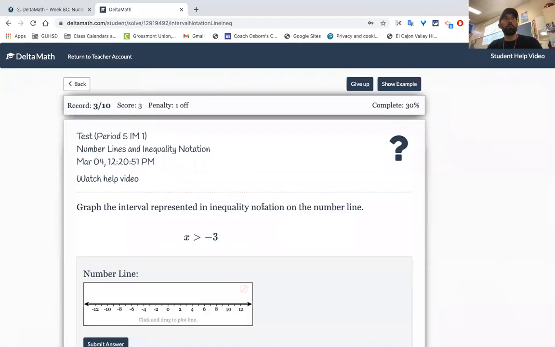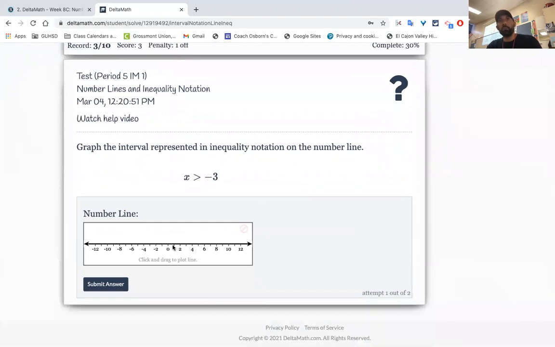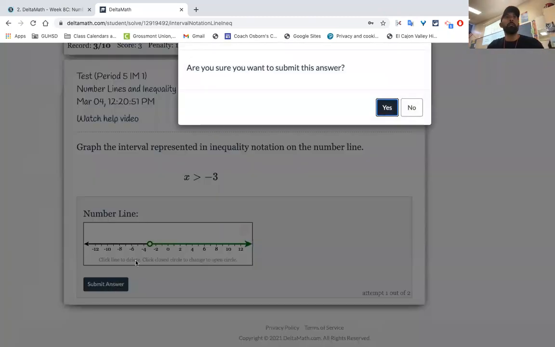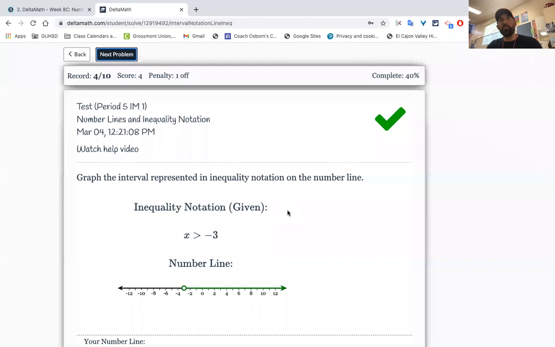All right, so let's go on to another one. This one is just one by itself. So x is greater than -3. So go to -3 and make it greater to the right. It's going to be an open circle because it doesn't have the equal sign. It's just greater than. Can't be equal to -3.